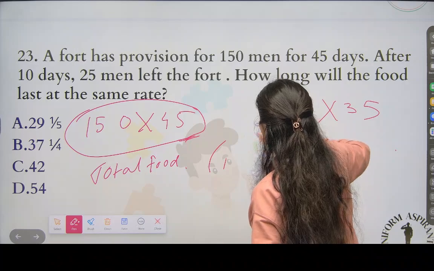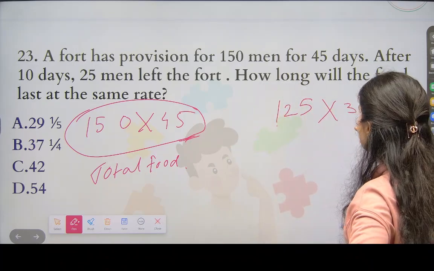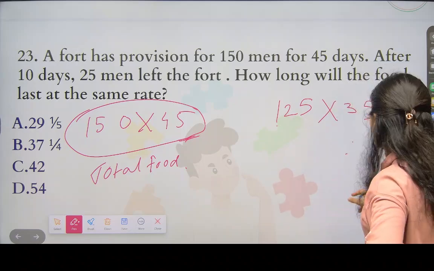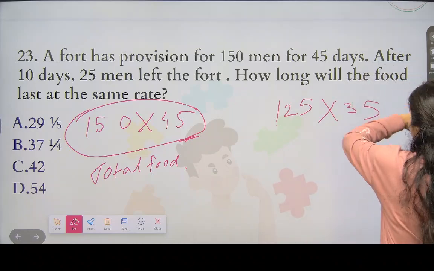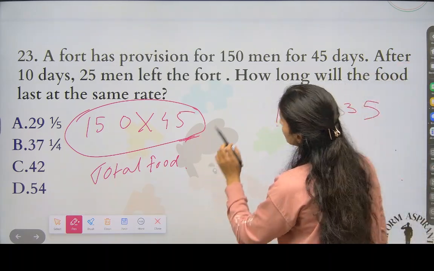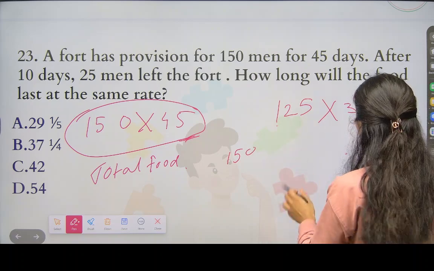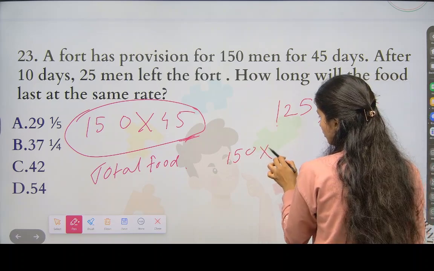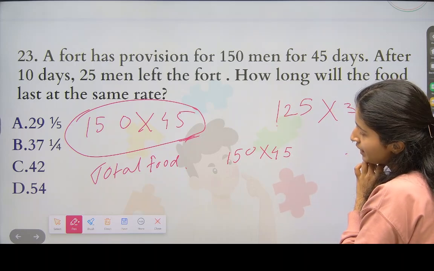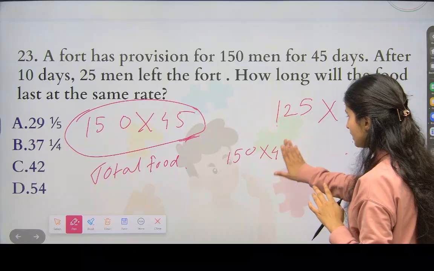Wait just a minute, let me write it properly. 25 men left the fort. How long will the food last at the same rate? Okay, see here now. How many people are there? 150 people are there. For how many days are they eating the food? For 45 days. After how many days do they leave? After 10 days they leave.